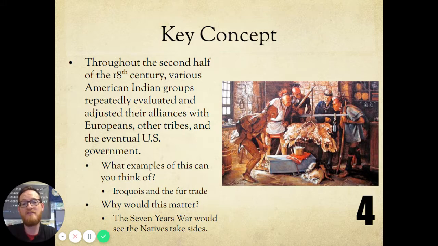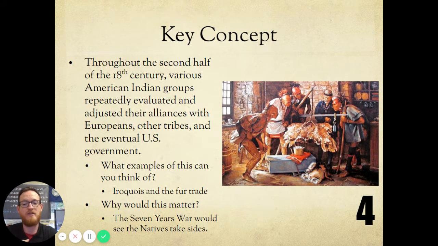So another thing you have to consider is that the Indian groups here were also aligning with and shifting their alliances based on whatever sides were fighting within the wars during this time. And so you're going to see the natives will take sides in this, just like they do with the French and Indian War. They decide to side with the French in this.